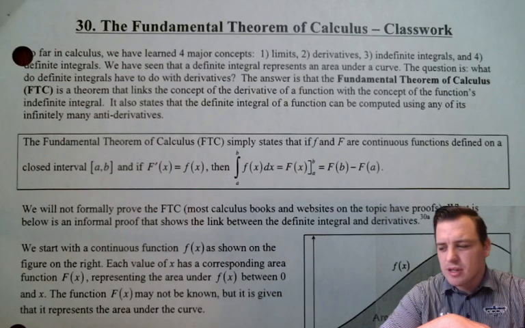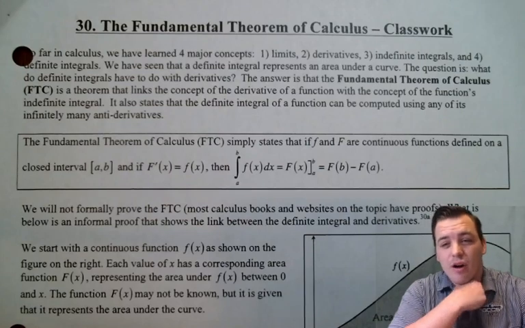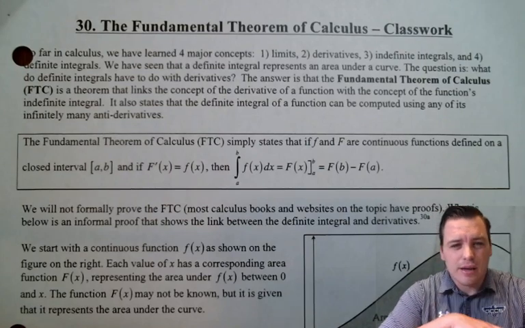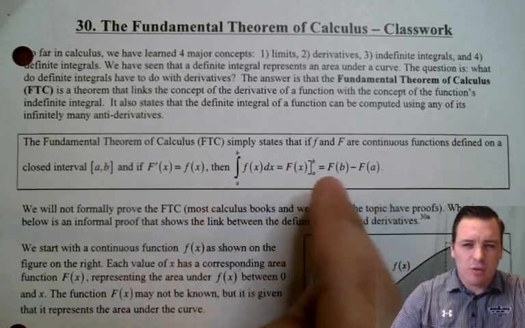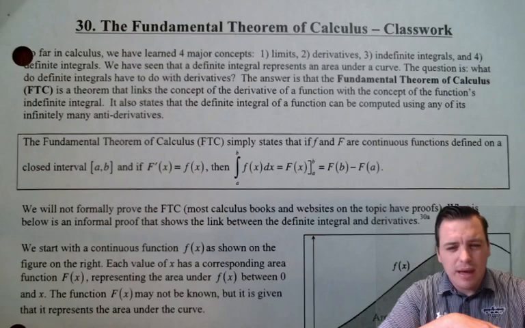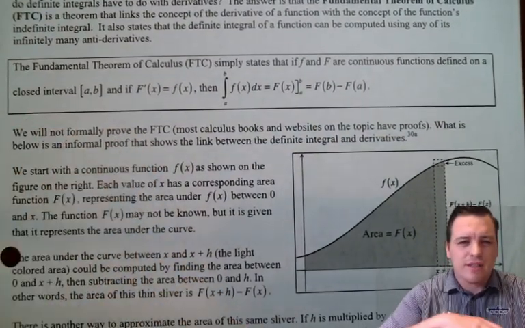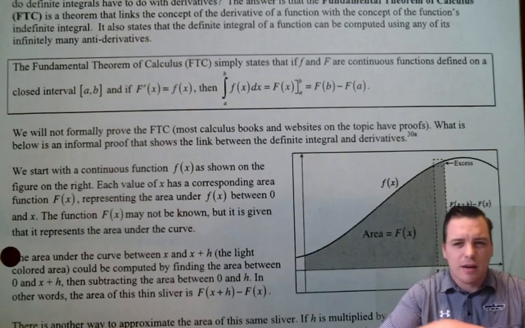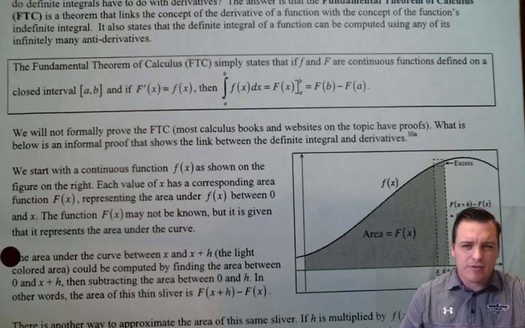we will discuss that. Now, due to the timing of our class and the amount of time that's been taken away, and there's tons of proofs on FTC and why this all works out naturally, that's not going to be our number one concern today, but we can go into a little bit of an informal proof. So we will not formally prove FTC. Most calculus books and websites on the topic have proofs. What is below is an informal proof that shows the link between the definite integrals and derivatives.